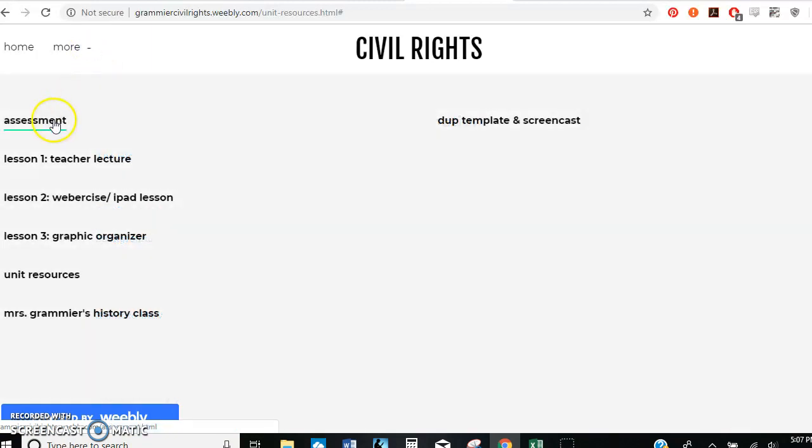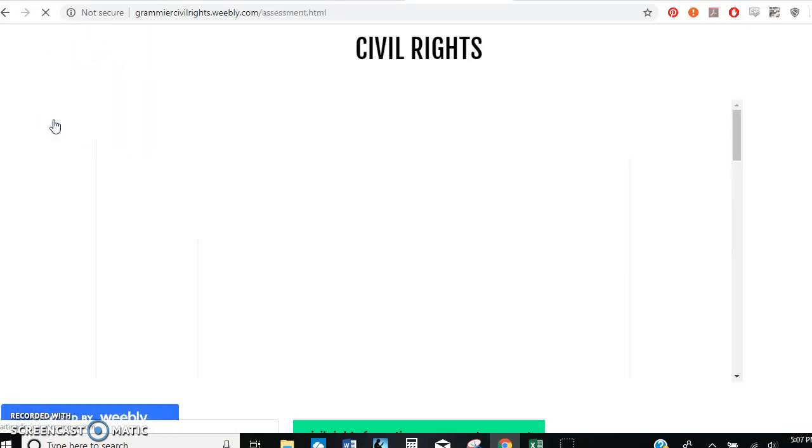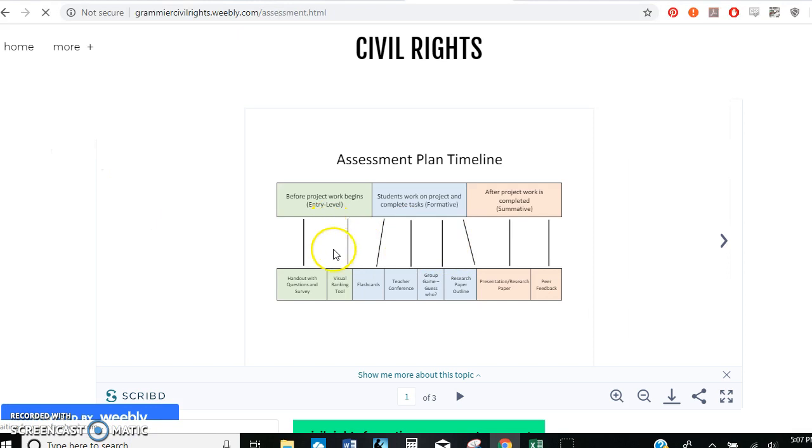Going back to the assessments, as we talked about, we have the handout that they're going to be working on. There's also a group game, a Guess Who game, that we're going to do with current events, or with civil rights leaders about the current events. And we have here the research paper I discussed and the presentation.